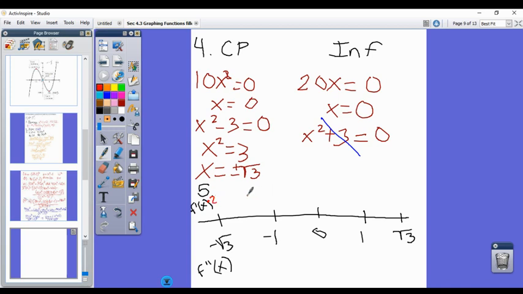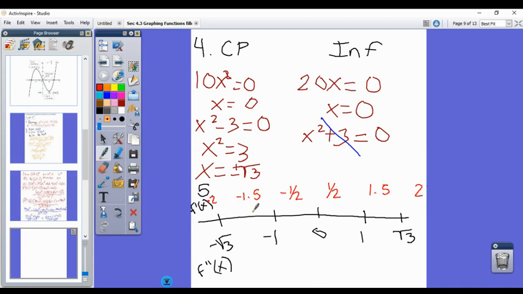Your test point in between -3, square root of 3, and -1 is going to be -1.5. Your test point in between -1 and 0 is going to be -1/2, -0.5. And then we're going to have +1/2, 1.5, and 2. All right, so plug into the first derivative, see if you get a positive.